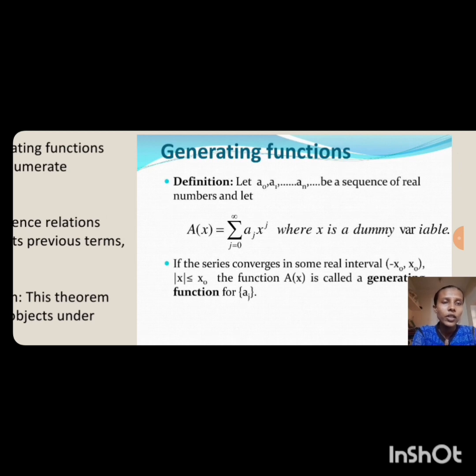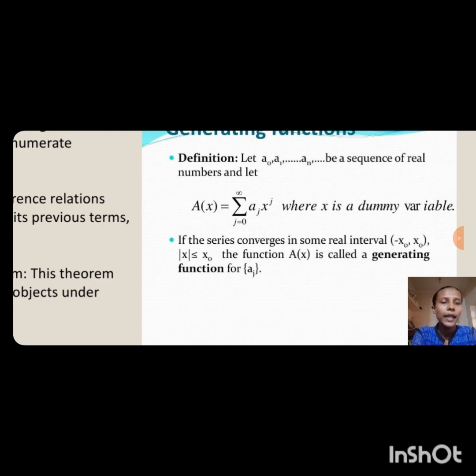Generating functions definition. Let a0, a1, and so on, an, and so on be a sequence of real numbers. Let A(x) equals the summation from j equals 0 to infinity of aj times x to the power of j, where x is a dummy variable. If the series converges in some real interval, mod of x less than or equal to x naught, the function A(x) is called a generating function for aj.